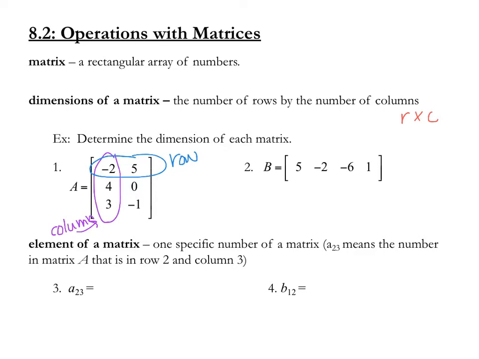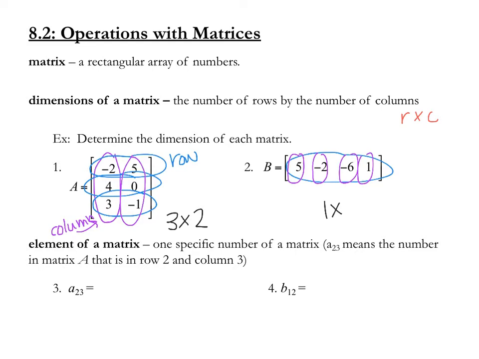So if I counted the number of rows in number 1, it has 1, 2, 3 rows. So it's going to be 3 by, and then we count the number of columns. There are 2 columns. So this is what's considered a 3 by 2 matrix. That's how we say the dimensions of it, because it has 3 rows times 2 columns. So then if you look at number 2, it only has 1 row. So that's 1. And then columns, we count each of these individual numbers as a column. This would have 4 columns. So this is considered a 1 by 4 matrix.